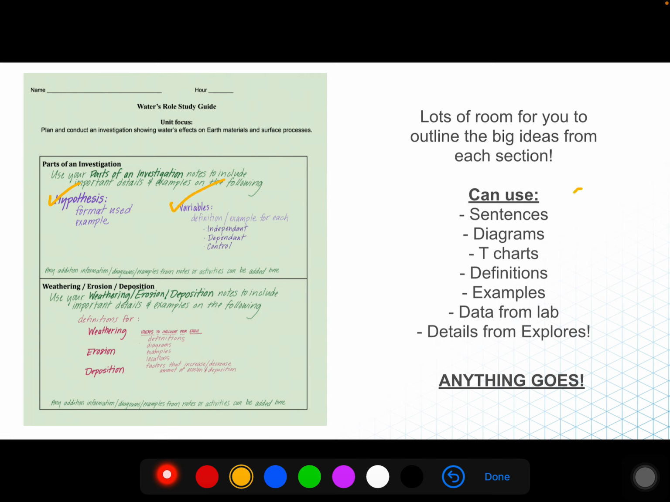Okay, are you just going to copy word for word right from the notes? Are you making a diagram, a little T-chart? You're going to draw something? Are you going to just give a definition and example? Are you going to pull something from our stream table lab, from any of our explorers, right? You can add these details in. So like always, this is going to be available to you as you work that unit test. So the more details you have, the better off, or the better prepared you can be.